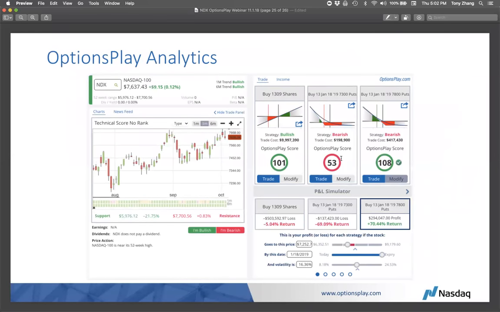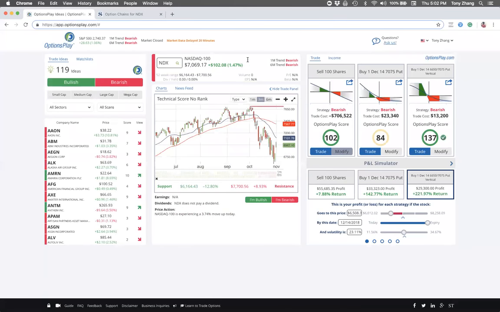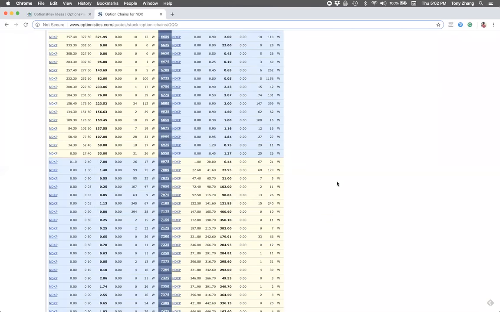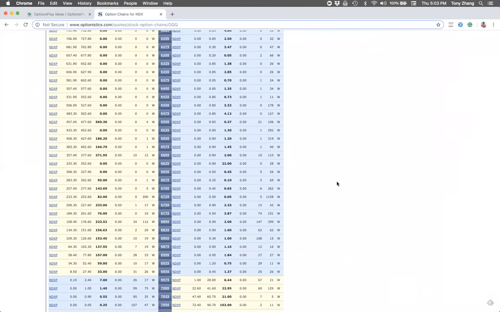So lastly, what I want to do is jump over to OptionsPlay. I only have a few minutes left, but I do want to show you the power of how to utilize option strategies with what's currently going on in the markets. So for those of you that are brand new to OptionsPlay, welcome. This is a tool that's designed to make your options trading as intuitive and as easy as possible. And the reason we built this is because pages like this are not really conducive for people to find the right option strategies to trade.